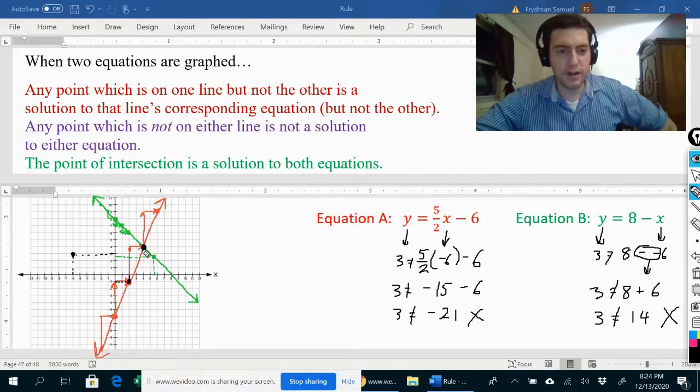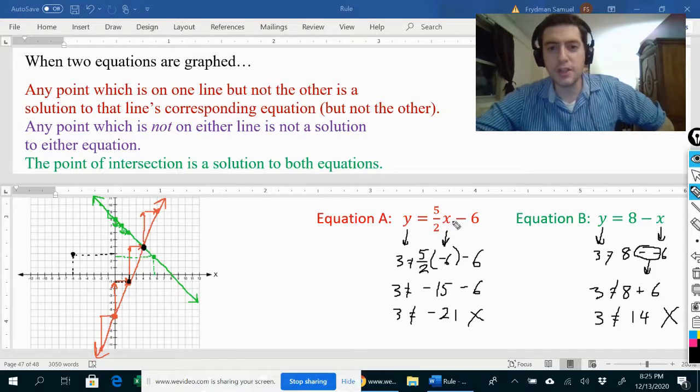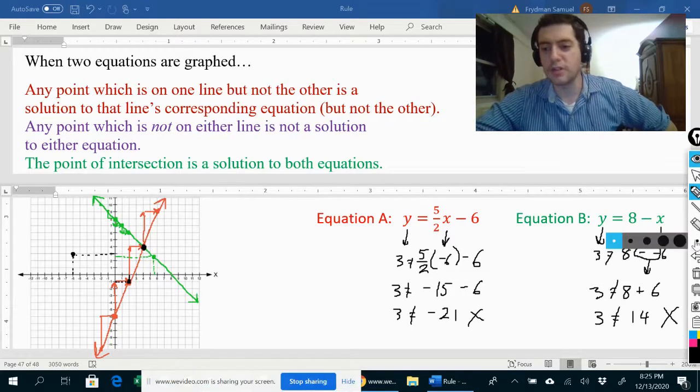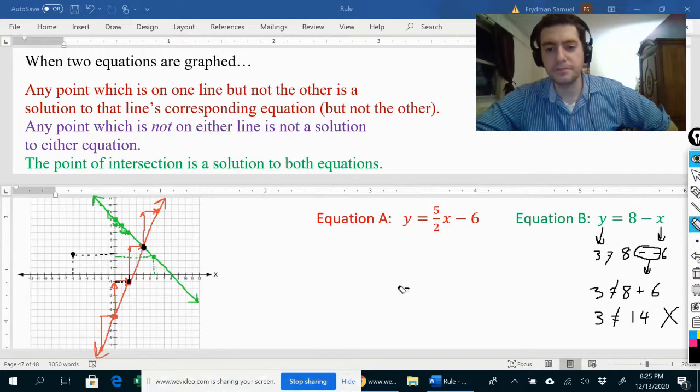So if we look at this point right over here, which is the intersection of the red line and the green line, well, wait a minute. This point over here is on the red line, so it should be a solution to this equation, but it's also on the green line, so it should be a solution to that equation also. All right, and again, let's just verify that.